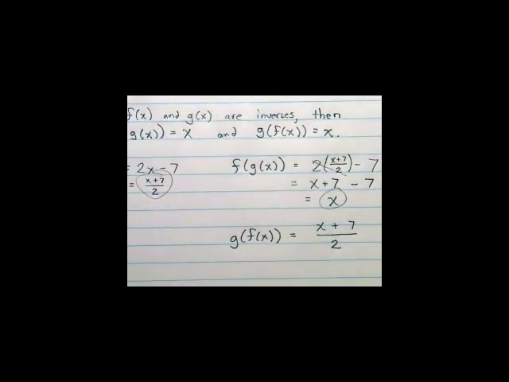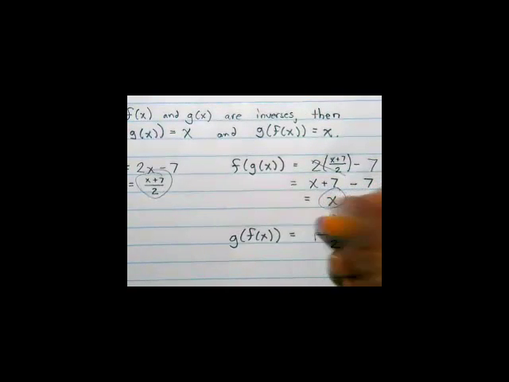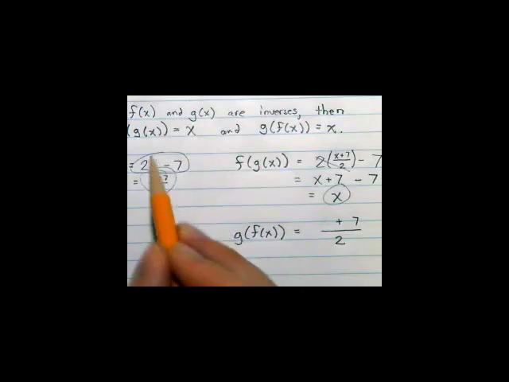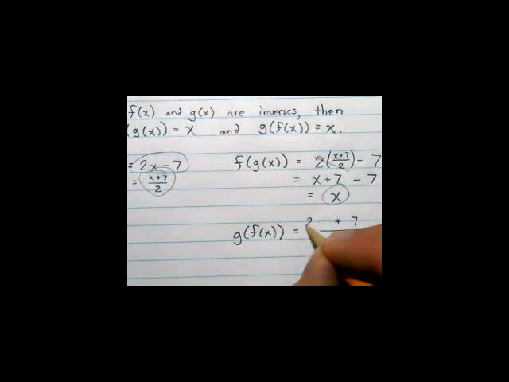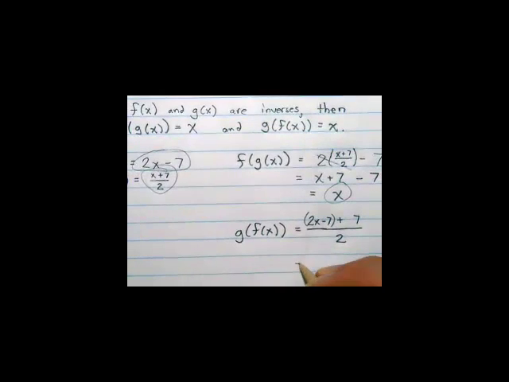So it would be x plus 7 over 2. However, I'm going to replace the x with this entire equation. So I've got a 2x minus 7 going in, then plus 7 divided by 2. Okay, so 2x minus 7 plus 7. What's going to happen there first?